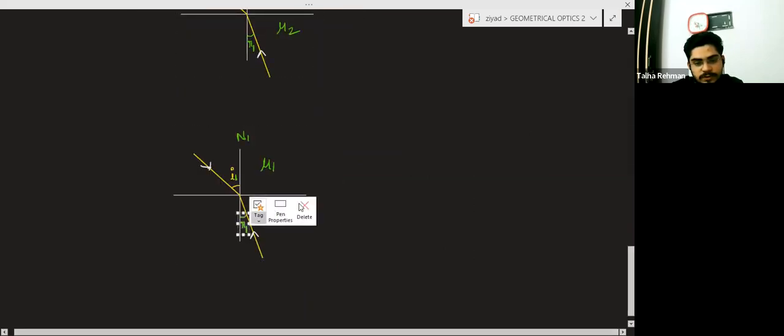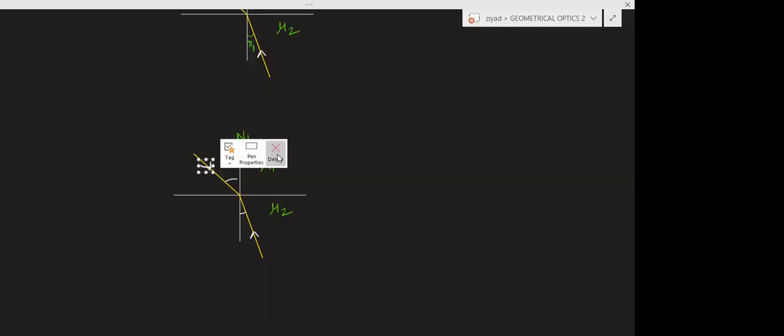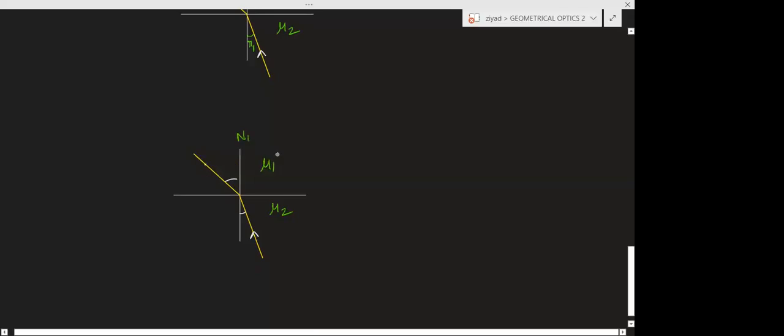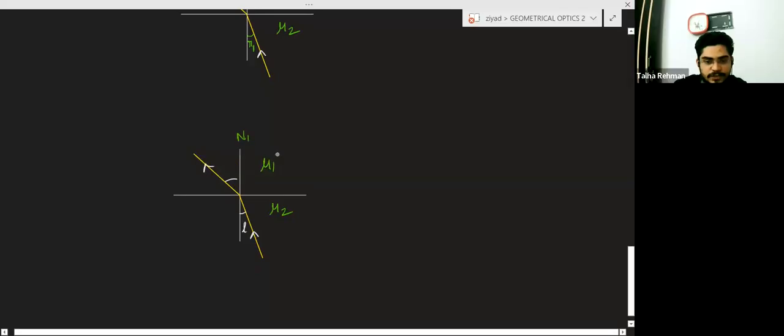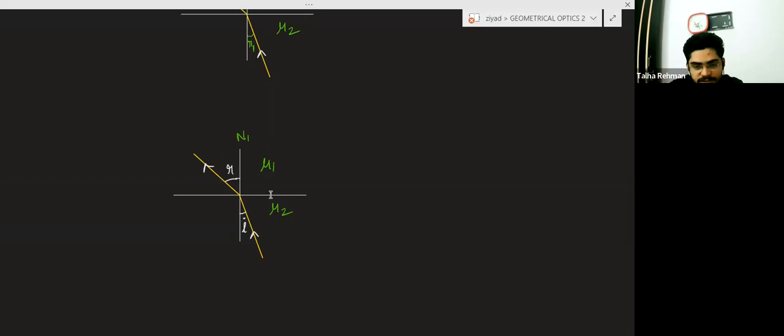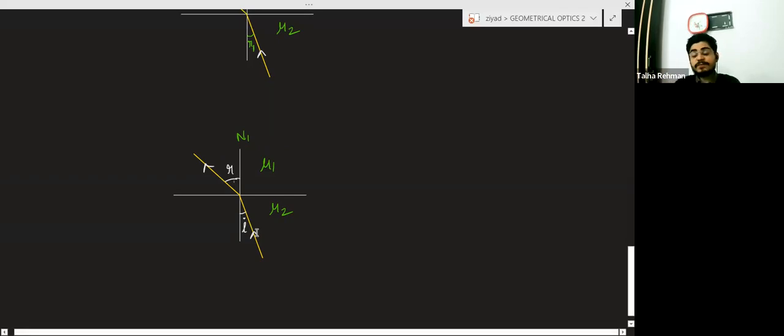Suppose this is the condition and here you want to apply Snell's law. So light is going from medium 2 to medium 1, like this the light is going. This is the angle of incidence and this is the angle of refraction. So here how will you apply it? First take the medium, any medium, from where the light is going. So from here the light is going.